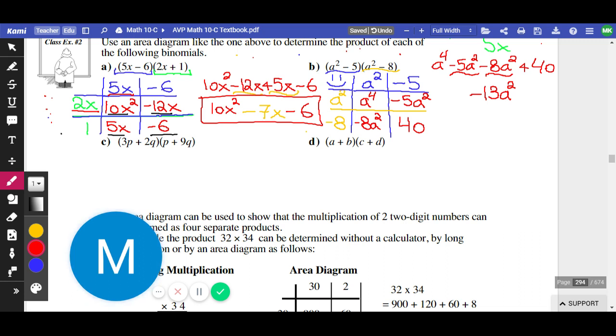The other things will stay the same. So I have a to the power of 4 minus 13a squared plus 40. That's a 40, not a 90.